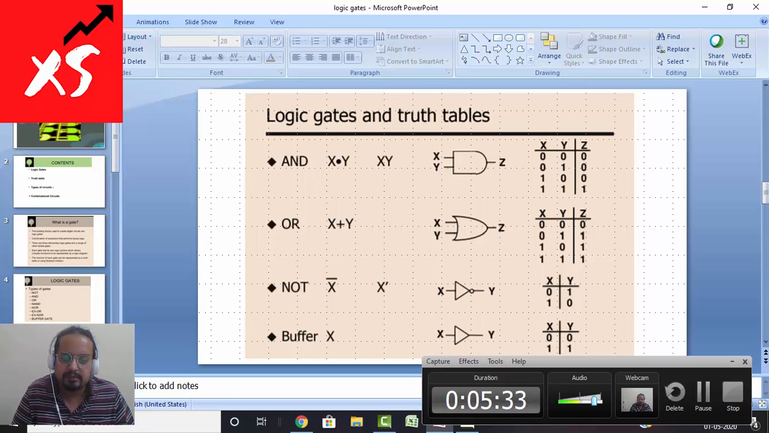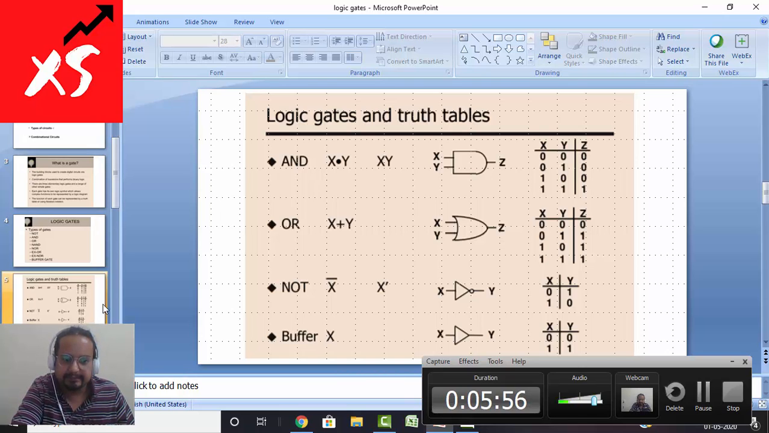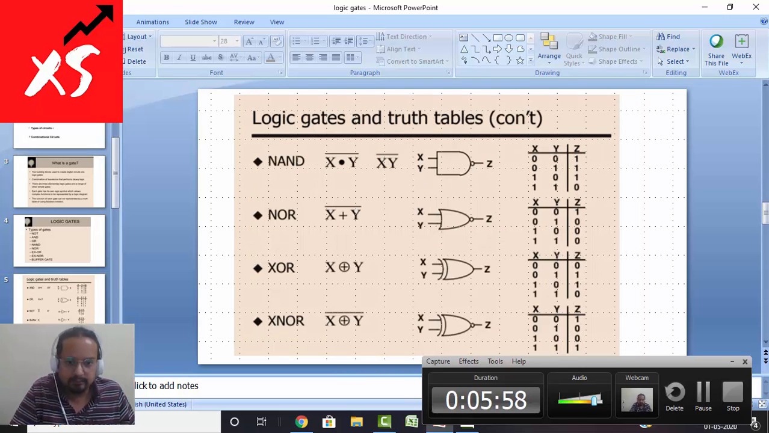If you input 0, it's a single variable NOT gate, right? So the NOT gate is different from the AND and OR gates. If you put 0, you get 1. If you put 1, you get 0. Unlike a buffer, where you put 0, you get 0, and you put 1, you get 1, right? So these are some common gates. I hope the diagrams and the truth tables, the connection is pretty explanatory here. Moving on to another four gates which we are going to discuss in this session.